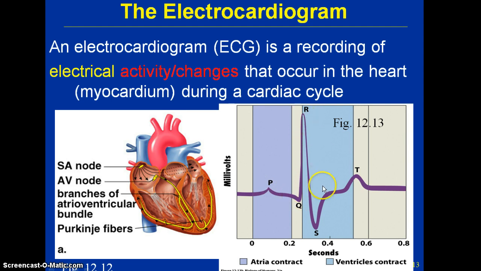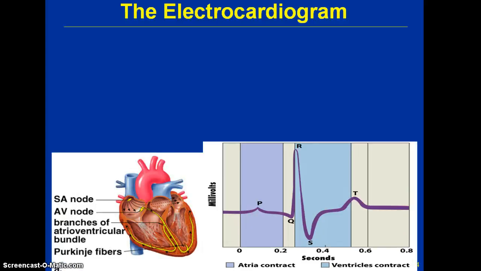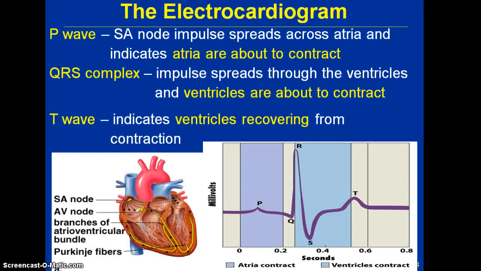The QRS wave represents the electrical activity spreading throughout the ventricles, and then the ventricles contract, and you see that in the shaded lighter blue region. The T wave represents the ventricles repolarizing, which is just the ventricles returning to the electrical state that preceded the contraction. So that information is written here in this slide for you.